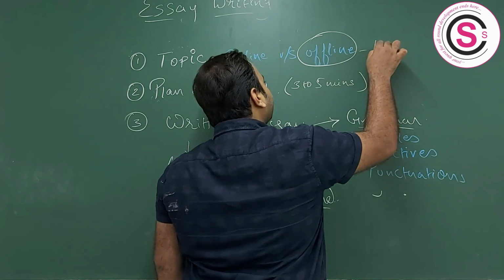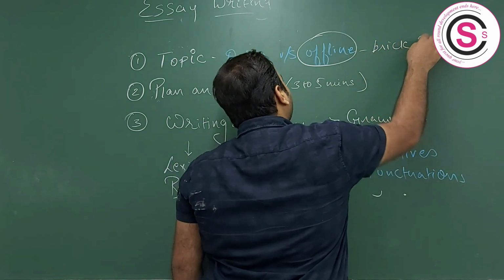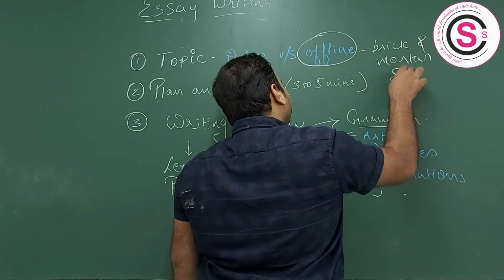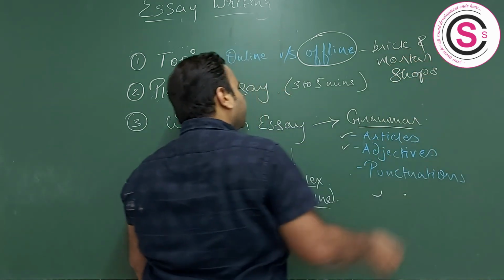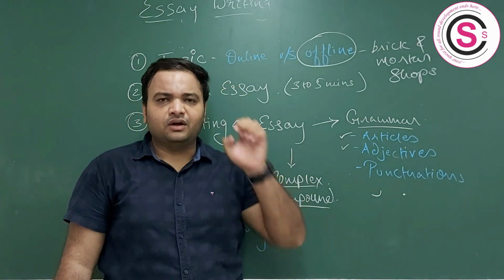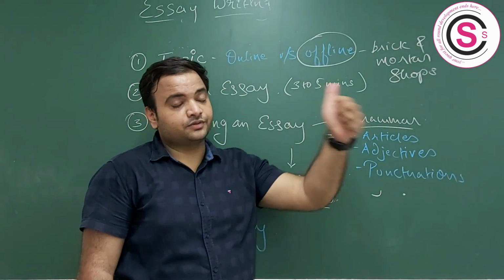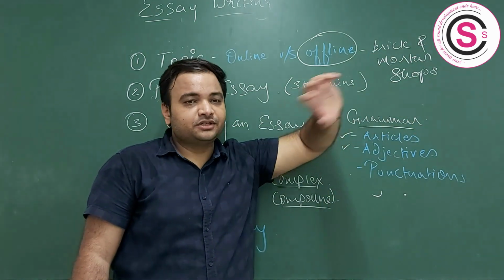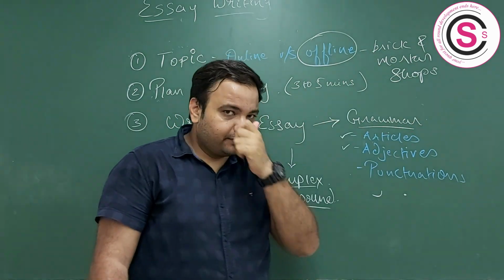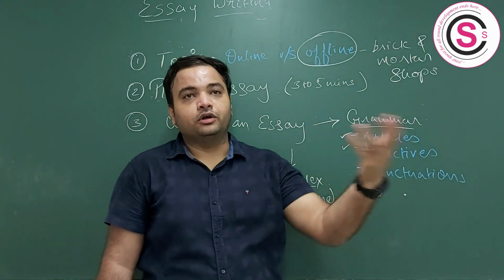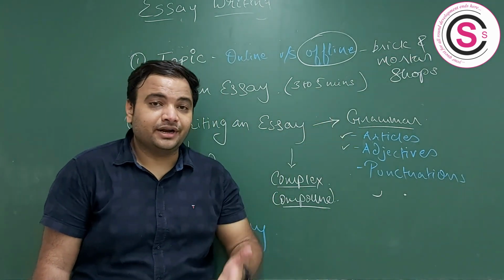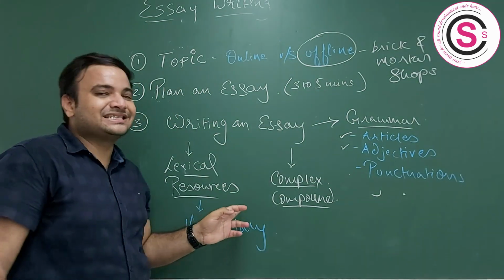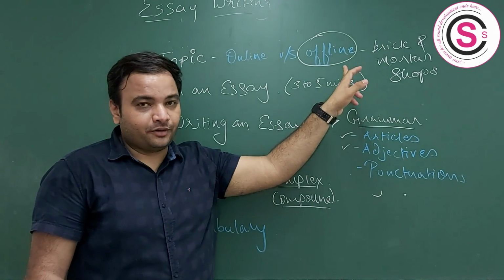You can write brick and mortar shops. You don't have to write offline stores. You can write malls. You can write shops. You can write brick and mortar shops. That means the kind of shops that are not on the website or on the application or anywhere else on the internet. They are physically present over there, right? So always use the lexical resources that are related to the topic.